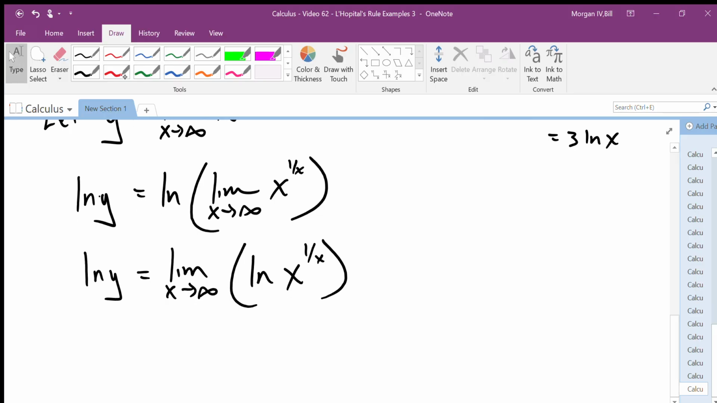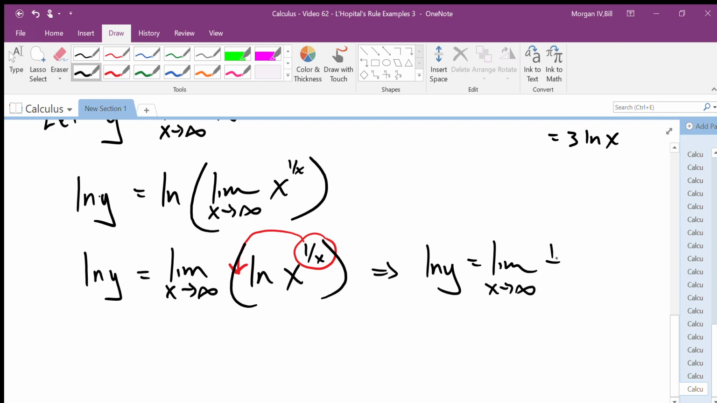And now I can take this 1 over x and I can walk it out in front of the natural log. So I get this. The natural log of y is equal to the limit as x goes to infinity of 1 over x times the natural log of x. And we're getting closer. If I were to plug in infinity now, I would get 1 over infinity, that's 0. Natural log of infinity is infinity, right? So I've got 0 times infinity still.